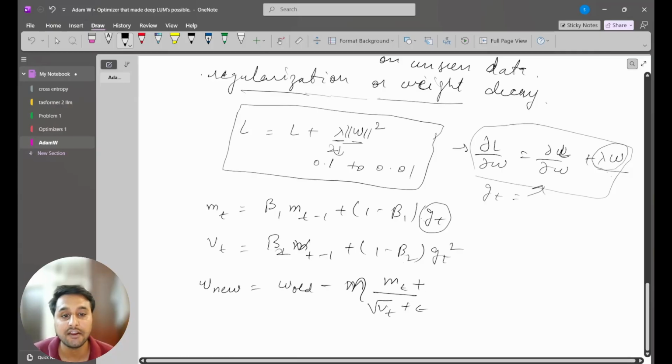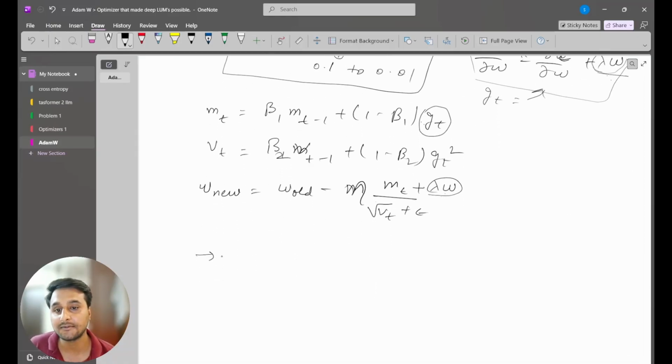So now here in MT we have the lambda W term. This is for the weight decay, and this is our adaptive mechanism, so this lambda W will also be divided by this VT term, the second moment, and our weight decay is distorted in this case.